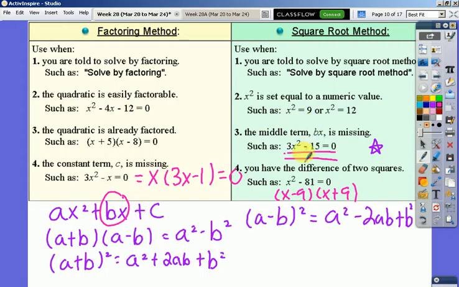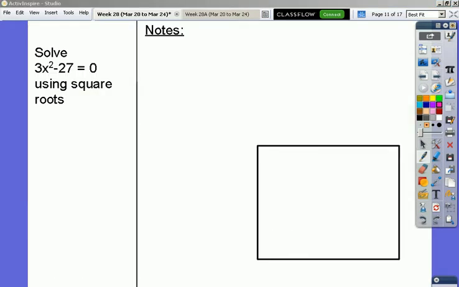Okay. Again, number 3 is the big one. Other than the clear directions that say solve by using square roots, what is one hint that this might be easier to solve using square roots? Yeah, it is. The bx is missing, right?